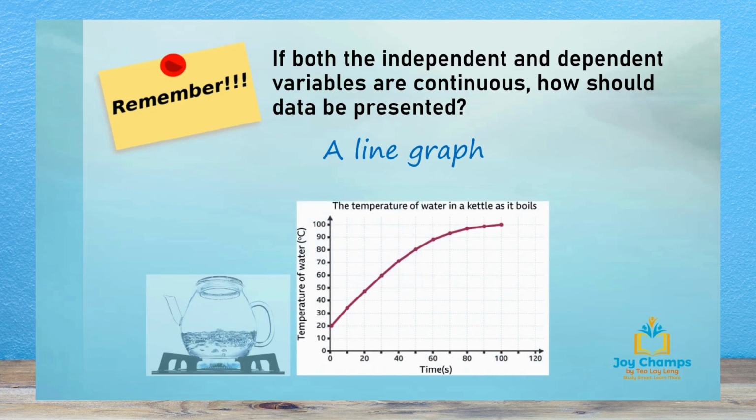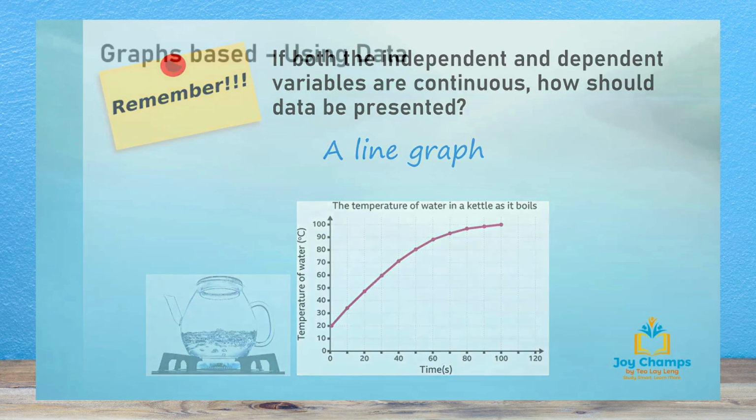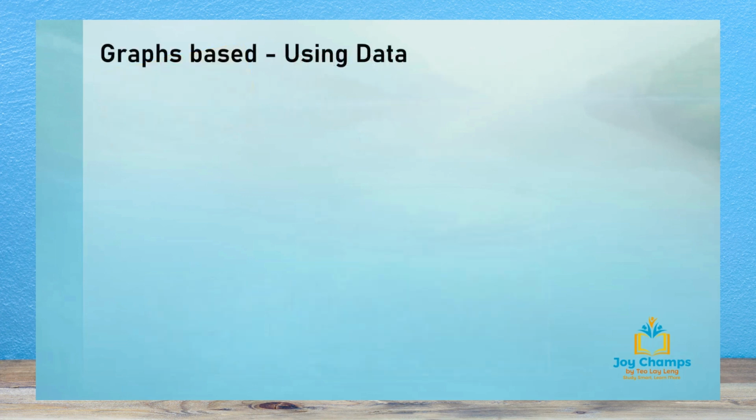I hope you are clearer now on how people select the different kinds of graph to present data. And all these graphs will then be the kind of graphs that you will be tested, so you must be familiar with them. With that, let's hop on to the second type of graph-based question that I'm going to teach you today, and it's called using data. Let's read the question together. The graph shows the amount of rain in country W every year.